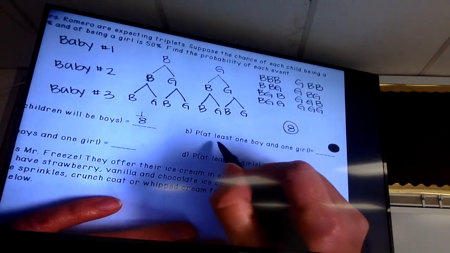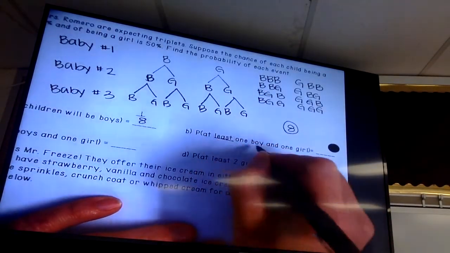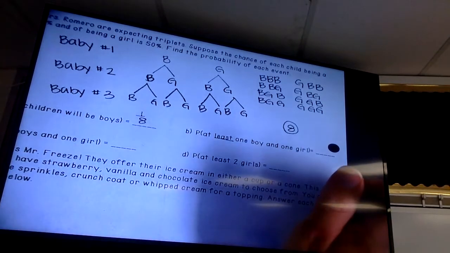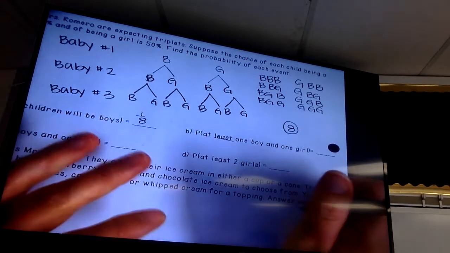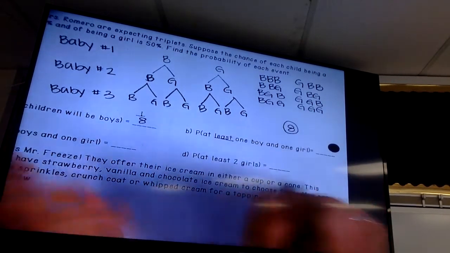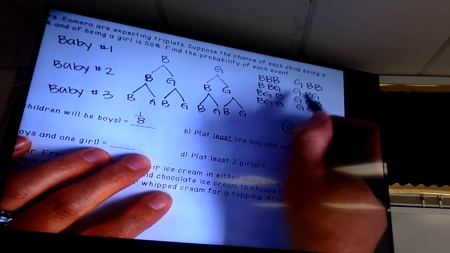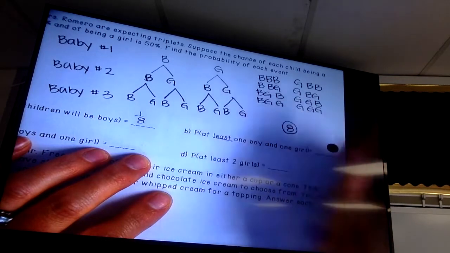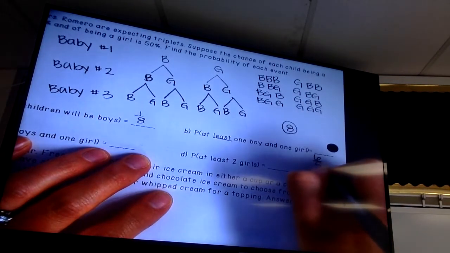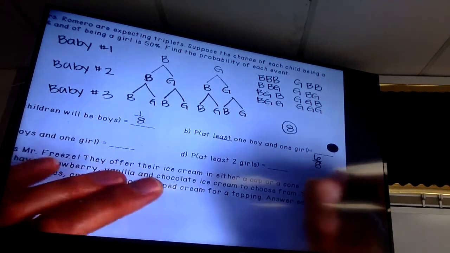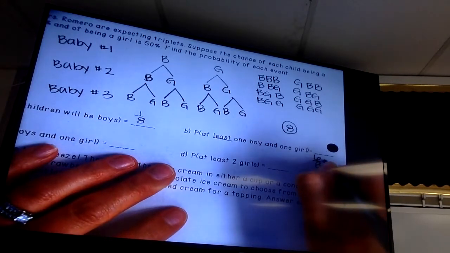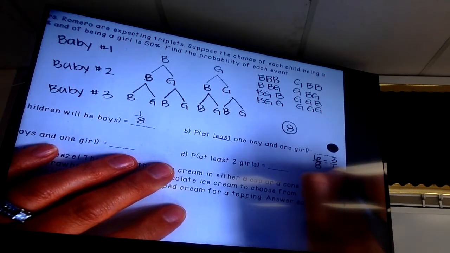What's the probability of at least 1 boy and 1 girl? Meaning any combination of boy and girl, just that they're not all boys and all girls. So I see 1, 2, 3, 4, 5, 6. 6 out of the 8 different possibilities have a boy and a girl in it. Or 3 out of 4.